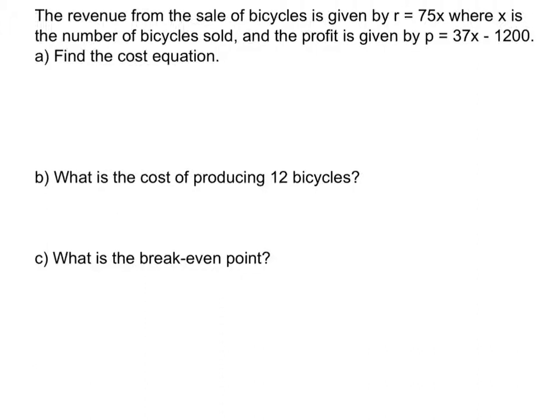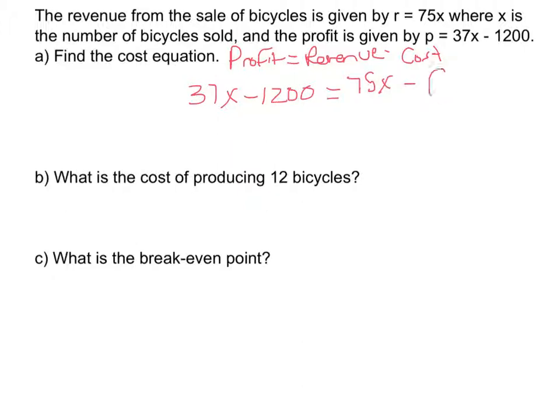So it's important to understand, in order to answer this, that profit is equal to revenue, that's how much money you bring in, minus the cost. That's how much you've laid out in order to get your business started, which means that profit in this case, 37x minus 1200, is going to be equal to 75x minus your cost.